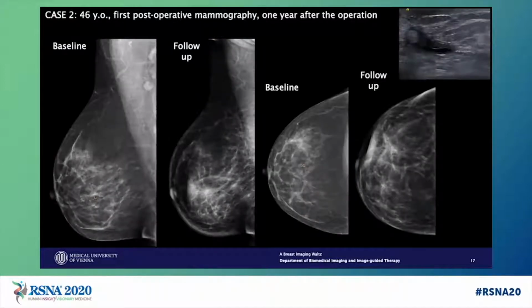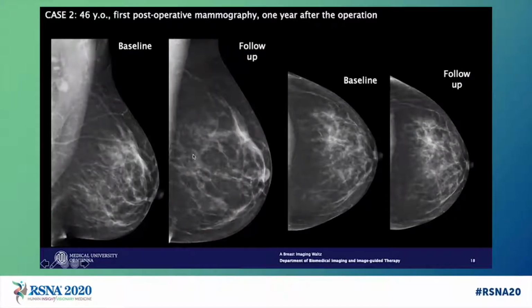If we compare old images with the new images, we can see the postoperative changes on the right side with the scarring here. After radiation therapy, there is a bit of skin thickening, but no new lesions and no new microcalcifications, only some fat necrosis, also visible on ultrasound.